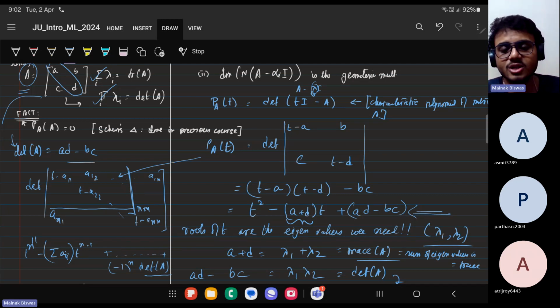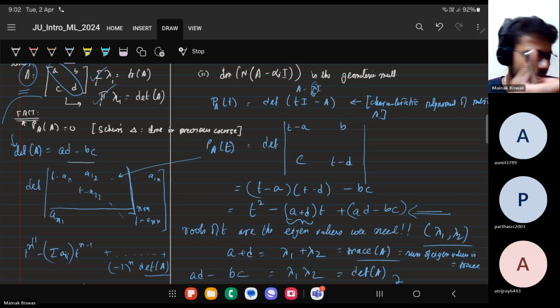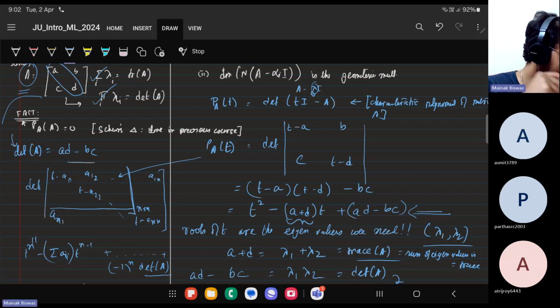We can use a smaller determinant to find a larger determinant. Yes or no? If you have to find the determinant of an n plus 1 by n plus 1 matrix, you can use the determinant of an n by n matrix. So it's exactly similar, you can just do that and show that it is true for any case. So let's use this.